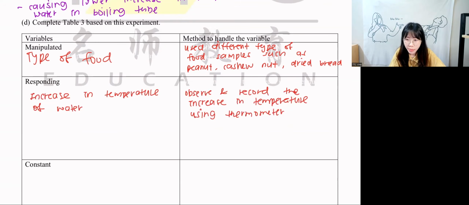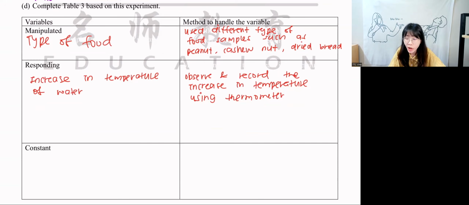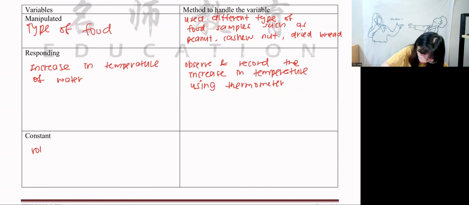Okay, constant variable. How do we want to write constant variable? Constant variable is the mass of water, right? Or volume of water, right? Usually we measure by volume of water first. So you can say this is the volume of distilled water.